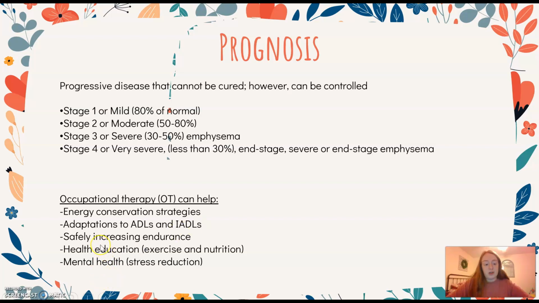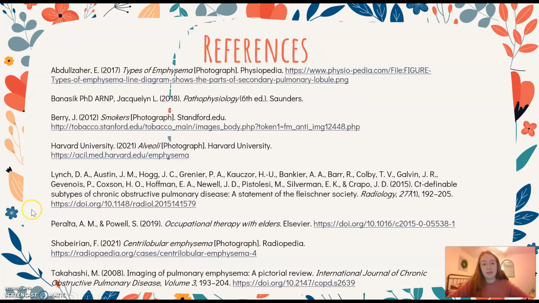We're going to be focusing on safely increasing endurance, health education, so good exercise and nutrition, which is going to be also suggested by their doctors, and mental health. So most people don't think about it, but stress causes increased breathing rates, so how to manage that is important as well. So quickly, here are my references.